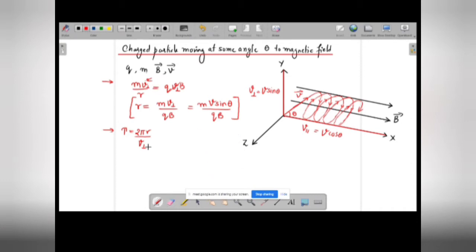Okay, so let us substitute the things. So this is going to be 2 pi r, and v perpendicular is v sine of theta. Let us again substitute for r. So 2 pi upon v sine of theta, and in place of r let me put mv sine of theta upon qb. So if you look here, v and v are going to get cancelled. Sine theta is also cancelling. So what will be t from here? The time period T is going to be 2 pi m upon q multiplied by b. This is what is going to be your time period. Okay.